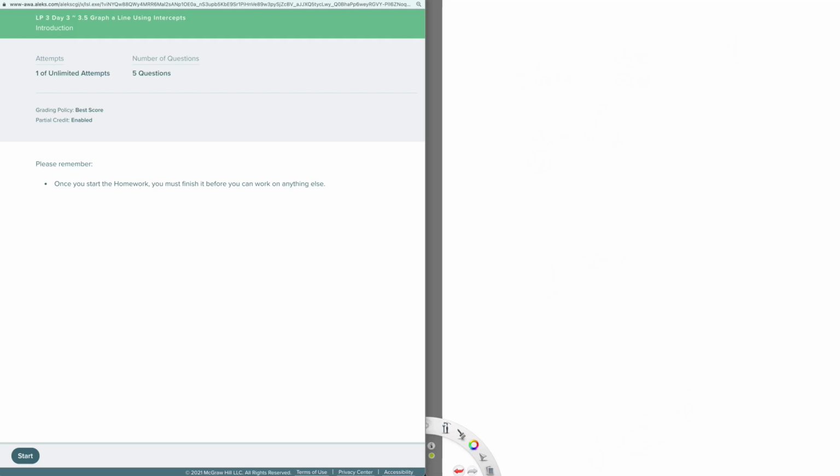All right, so welcome to Chapter 3, Section 5, Graph a line using intercepts. Before we get started in the section, just going over the screen here. The first thing that you should see is a due date for your assignment. I don't see that on the teacher preview, but you should always see when your assignment was due on your student screen. Attempts is the second thing you will see. I'm on attempt number 1 of unlimited attempts.